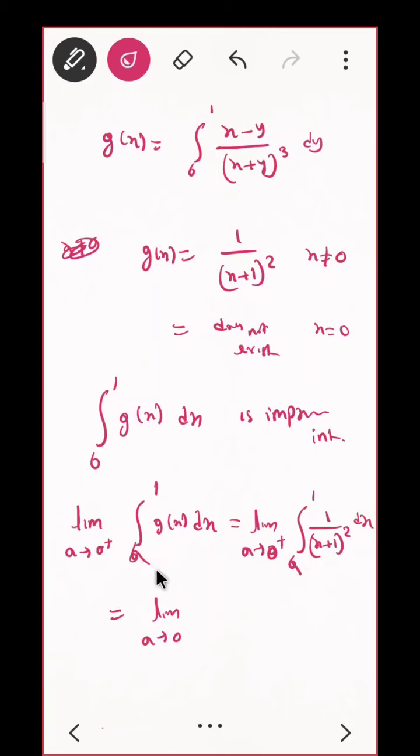Yes, improper integral. So what is the integration? From a to 1, 1 upon (x plus 1) the whole square with respect to dx. That is, (x plus 1) raised to minus 2. So that is minus 2 plus 1. So I think I will be having (x plus 1) raised to minus 1 upon minus 1, I think. Do you see that? Will this come? And the limit from a to 1.